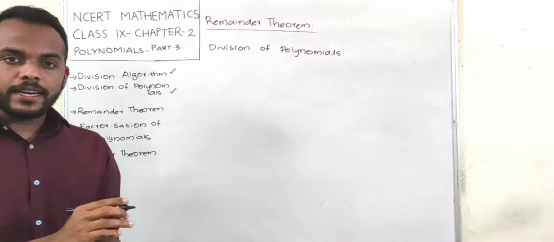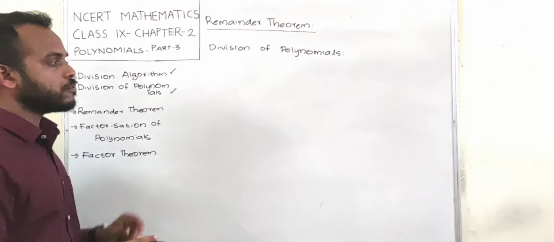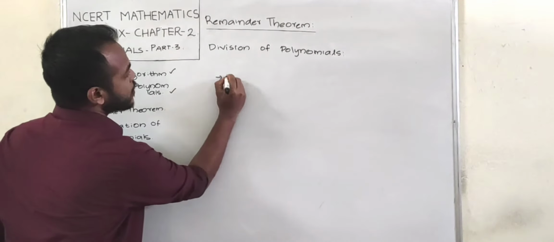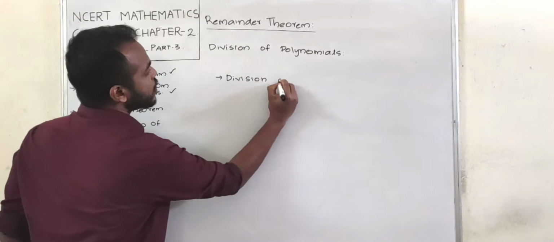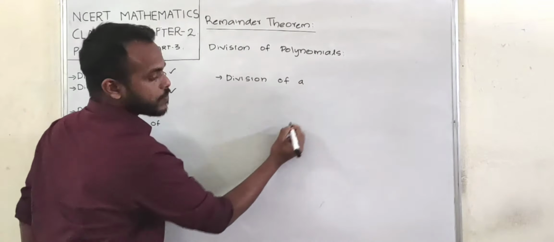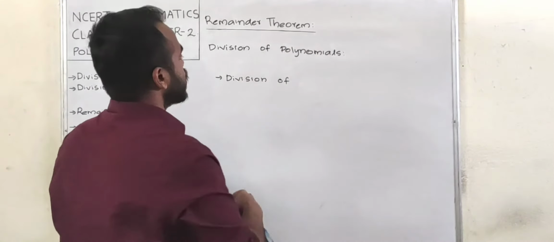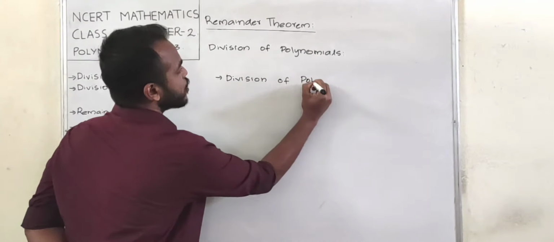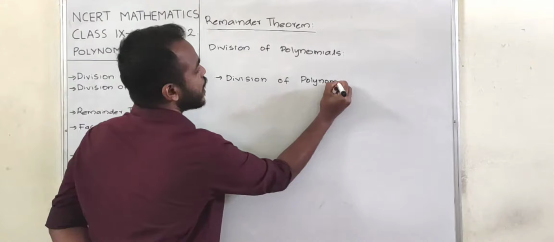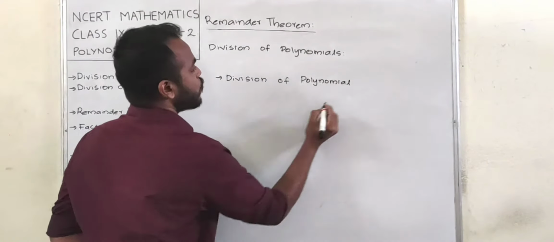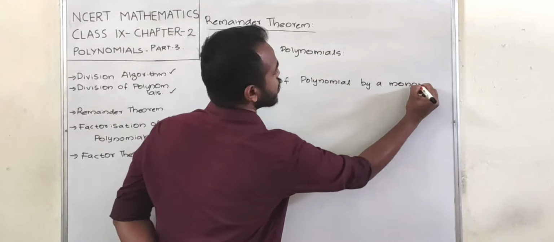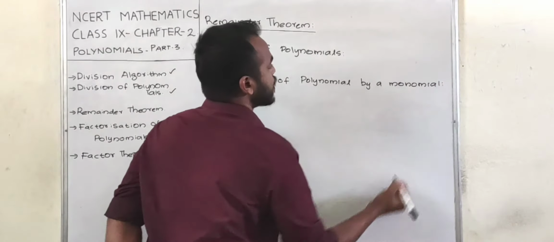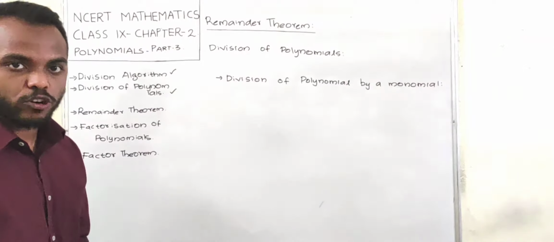Now this can be done in two ways or two steps. First we will see the division. I hope you remember what a monomial is. You should know what a monomial is before getting into this section, because we are learning the division of a polynomial by a monomial. So it's necessary to know what a monomial is.